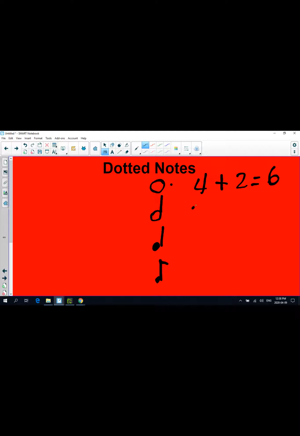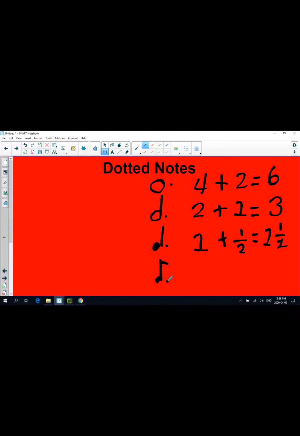We know this half note is worth 2. What's half of 2? 1. So it's worth 3 beats. A quarter note is worth 1 beat. Add a dot to it. Half of 1 is half. So this is worth 1.5.